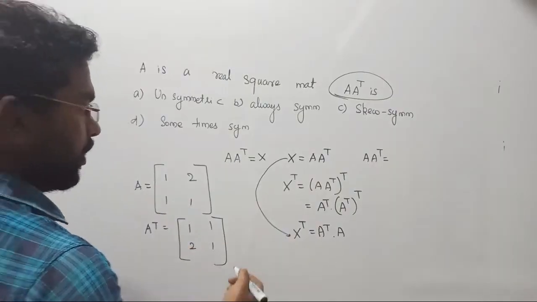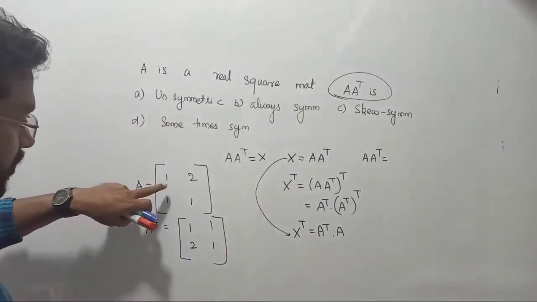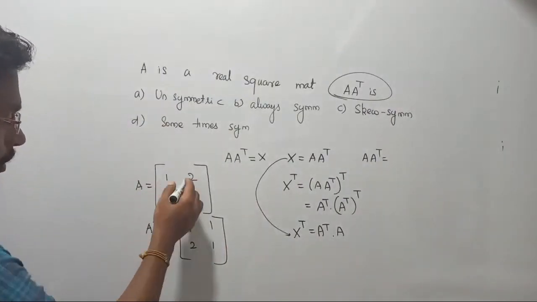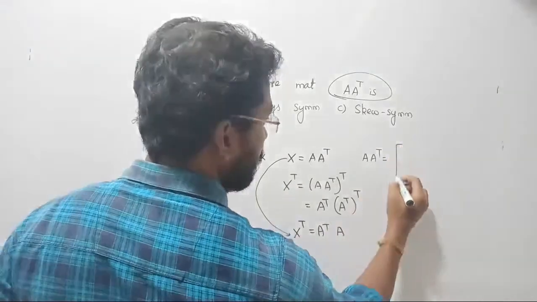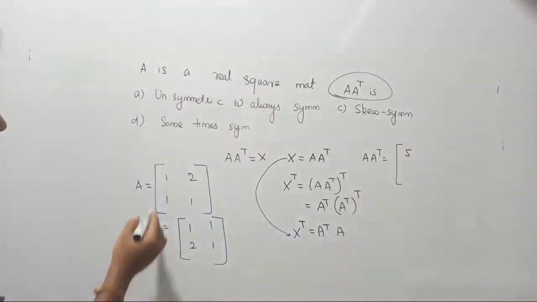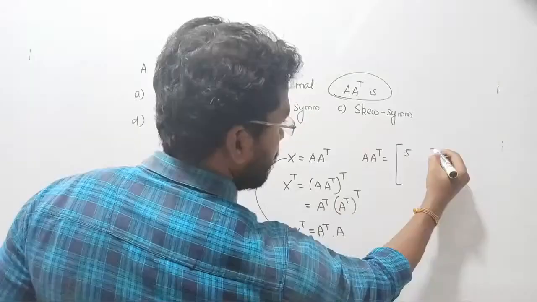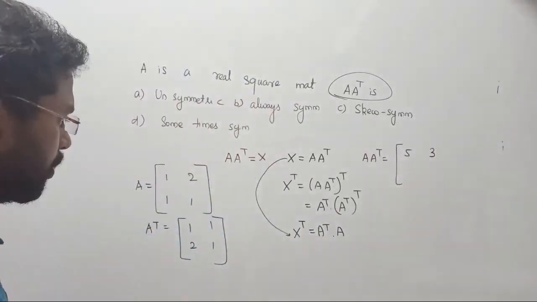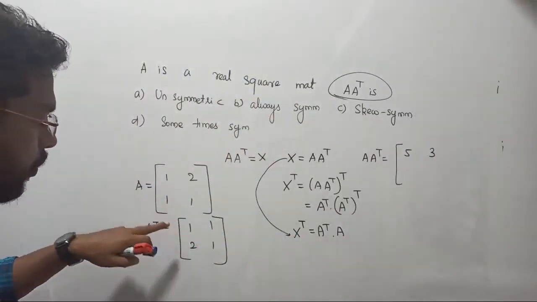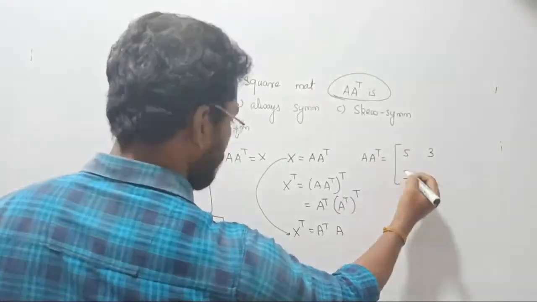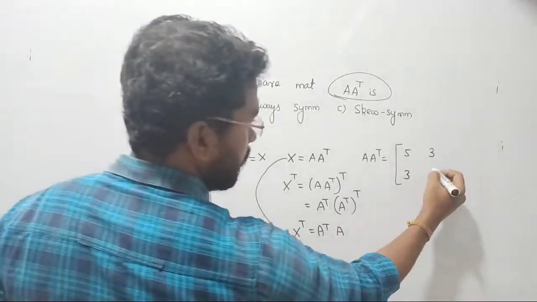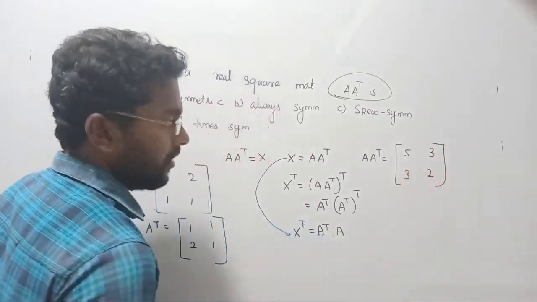If you multiply these two, what will I get? First row with the first column: 1 into 1 plus 2 into 2 will give you 5 in the first row. Second: 1 into 1 plus 2, that will give you 3. You can do it by yourself, I don't need to explain because we know these things very well. 1 into 1, that is 2, that will give you 3. Next 1 1, that gives you 2, right? Yes, that is A transpose.